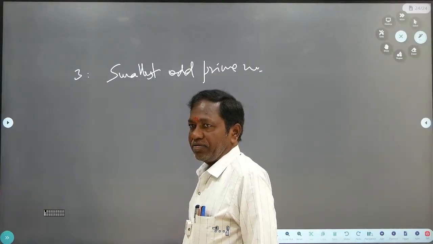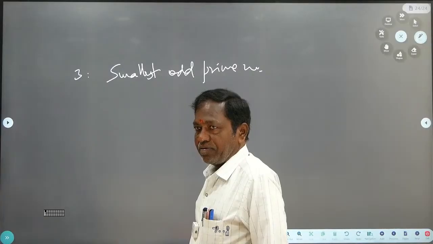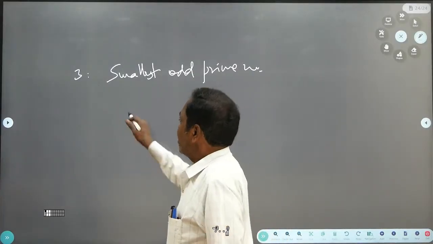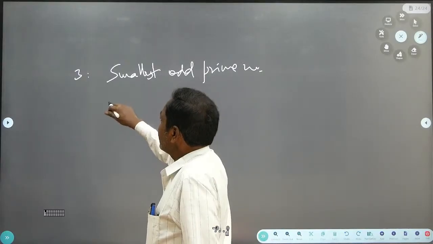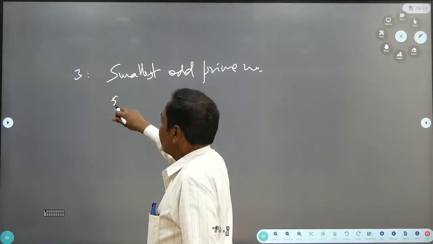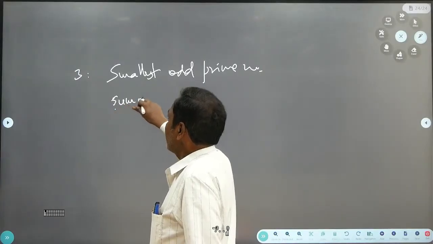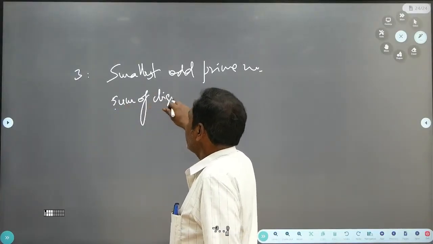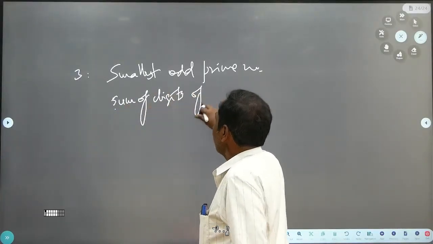If the sum of the digits of a number is a multiple of 3, then it can be divided by 3. Yes, like 3 plus 6. Sum of digits of a number.